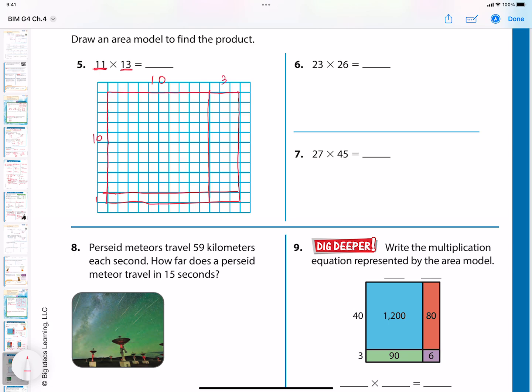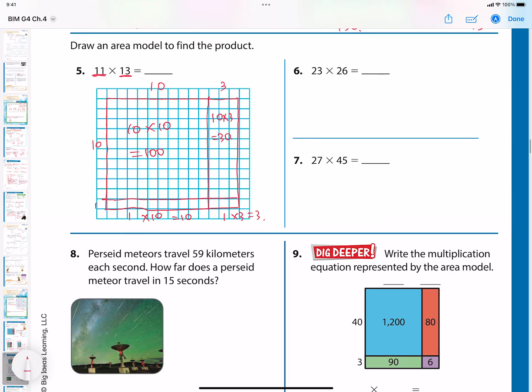Okay, so 10 times 10, 100, and 10 times 3, 30. 1 times 10 is 10. 1 times 3, 3. Add them all together. You can do mental math, right? 100 plus 10 plus 30, 140 plus 3, 143. All right, you can take your time, check over.